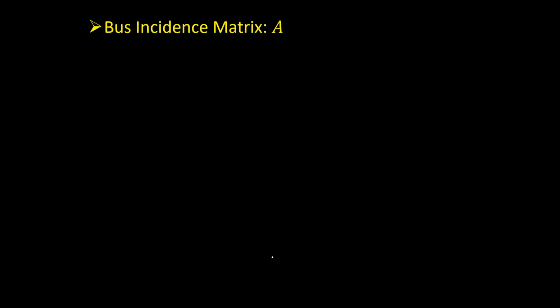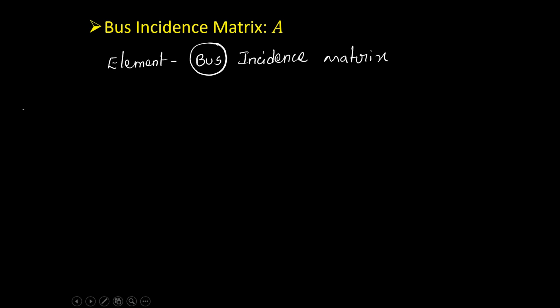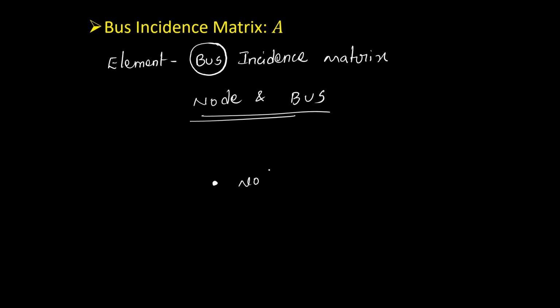And coming to the bus incidence matrix, the other important matrix that we need to know is the bus incidence matrix. You can write this as the element bus incidence matrix. As you have seen, the only difference is that earlier we took the element node incidence matrix, and instead of node, I have taken the element bus incidence matrix. What is the difference between the node and bus? You may get a doubt, because just now you were told that you can call the same node a bus also.